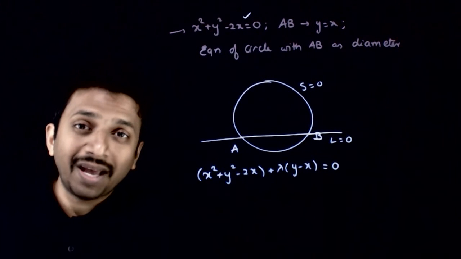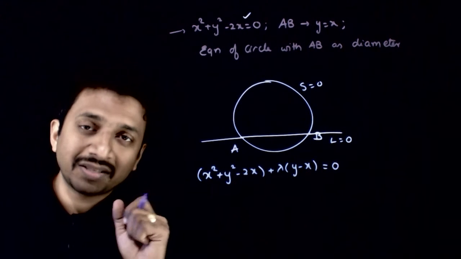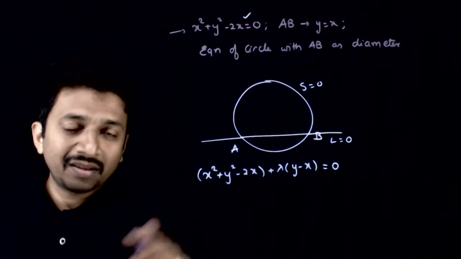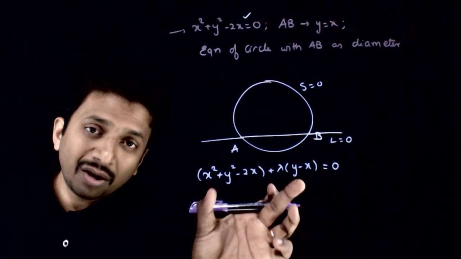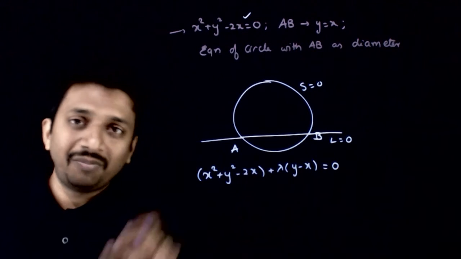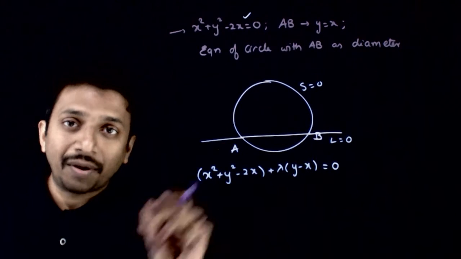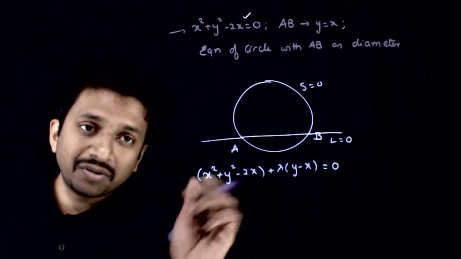Now, I don't want any circle. I want that particular circle which has AB as diameter. That means the center of the circle has to lie on AB. So, if AB is the diameter, the center of the circle should also lie on AB. So, let us convert this into standard form.